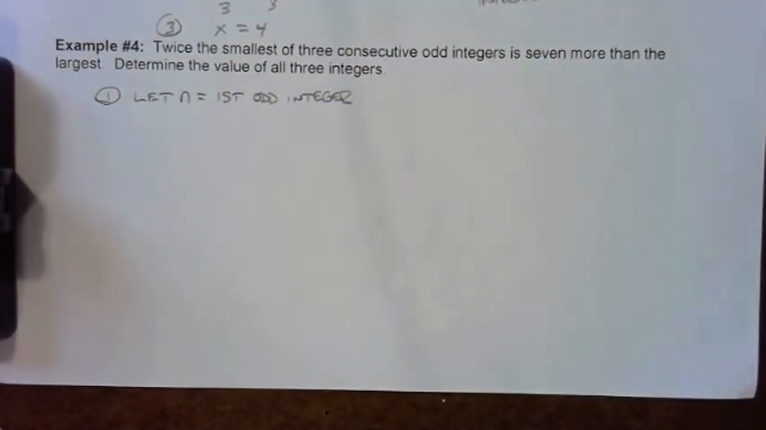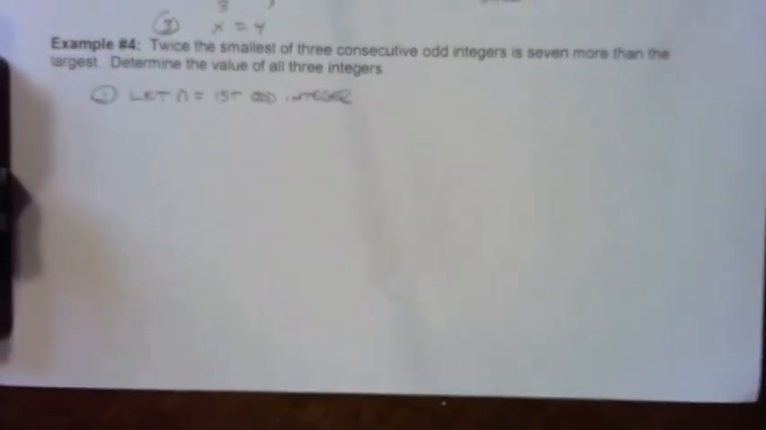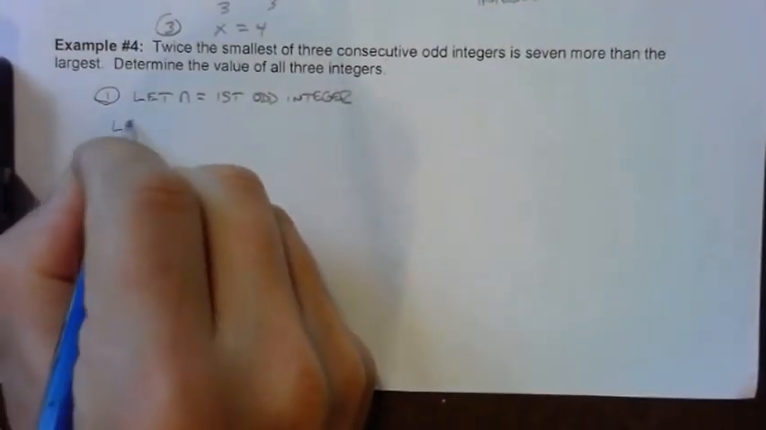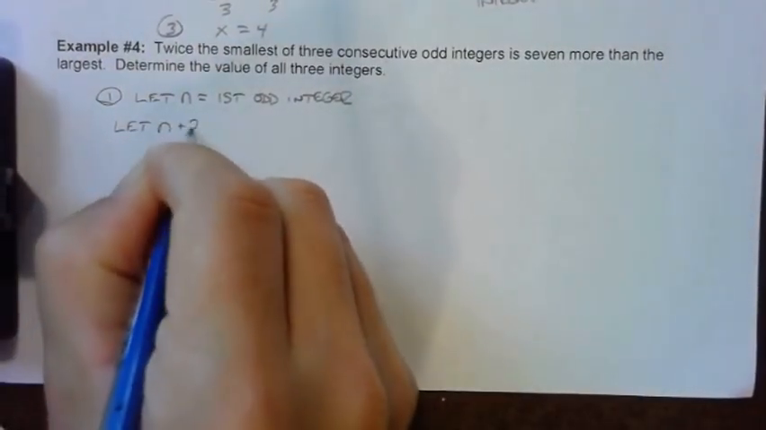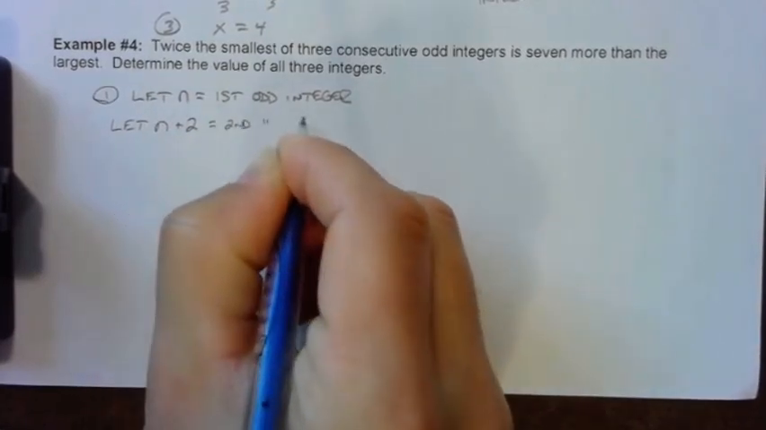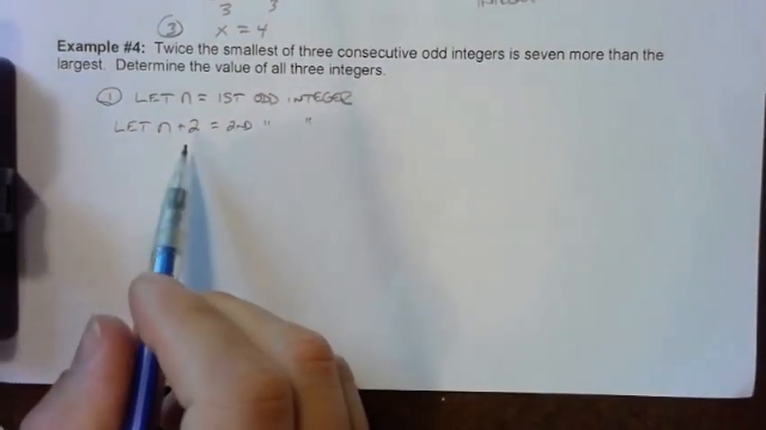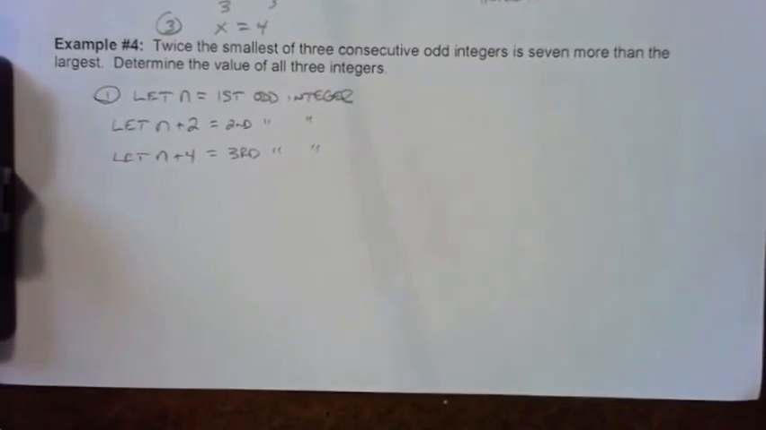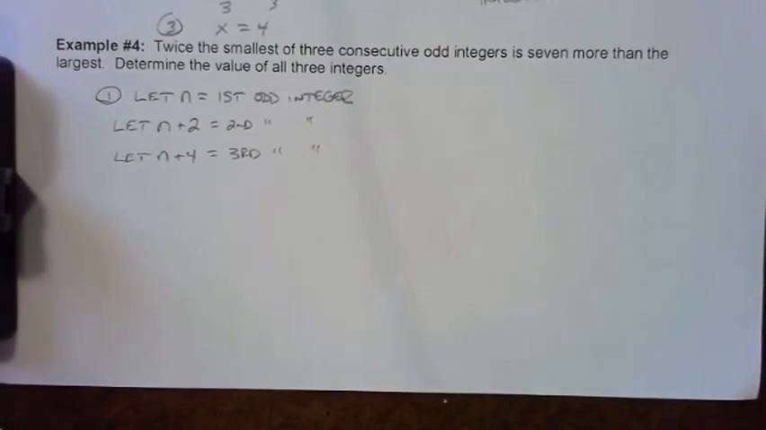If n is my first odd integer, my second odd integer is going to be 2 away from that. So let n plus 2 be that second odd integer. I had to add 2 to get to my next odd integer. And then I'm going to have to add 2 to that. So let n plus 4 be my third odd integer. So n is my first odd integer, n plus 2 is my second odd integer, n plus 4 is my third odd integer.